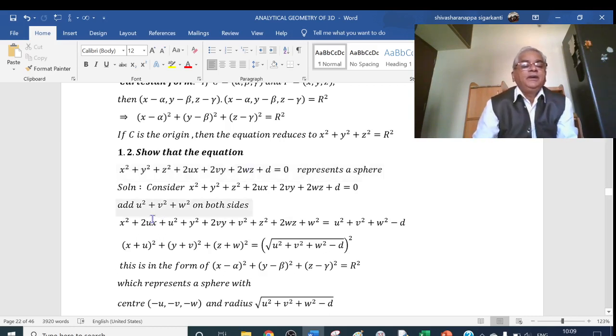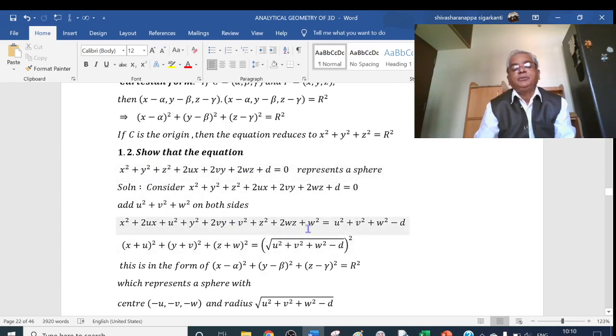So then, see, this is x² + 2ux + u² plus y² + 2vy + v² plus z² + 2wz + w² equal to, on the right hand side also I have to add u² + v² + w². That is u² + v² + w², and I will take this d onto the right hand side. This becomes minus d.